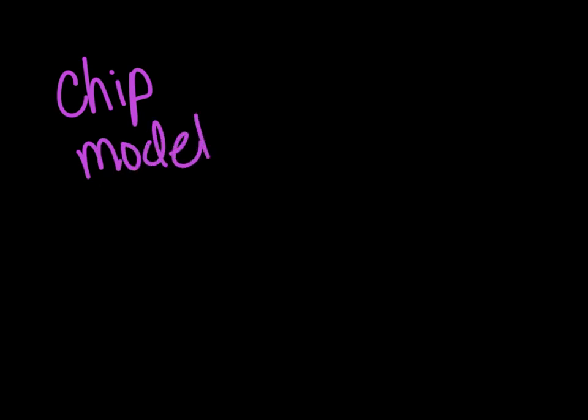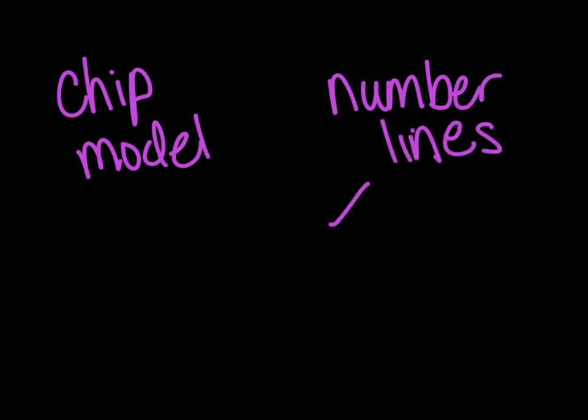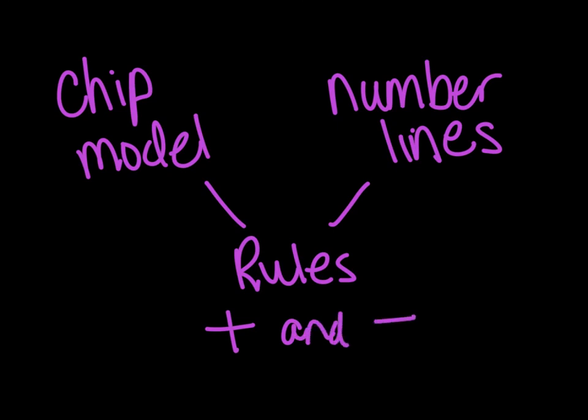So now that you have these vocabulary words, hopefully they're written down or they've already been written down and you've used this video as a review, we're going to move forward in the next couple of weeks when we practice the operations with positive and negative integers, and we're going to be using the idea of a chip model along with representing our integer operations on number lines. And this will help us to come up with the rules for adding and subtracting integers.